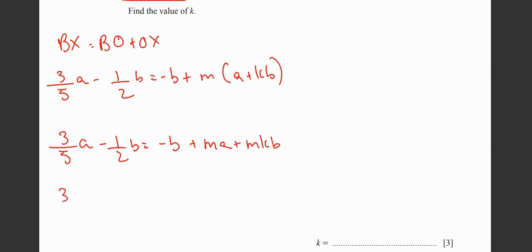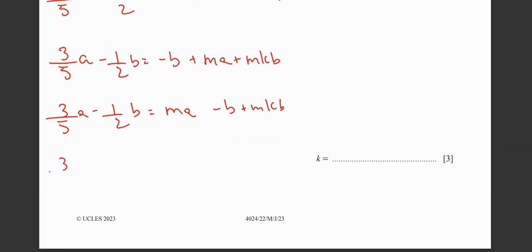Okay, so this becomes 3 upon 5 A minus 1 upon 2 B is equal to MA minus B plus MKB. Continuing it, 3 upon 5 A minus 1 upon 2 B is equal to MA. Now I will take B as common. If I take positive B as common, it remains negative 1 plus KM, MKB. Alright, so now I guess you guys understood it.